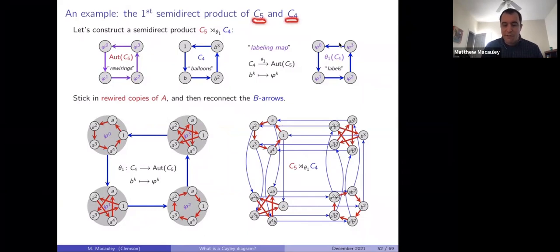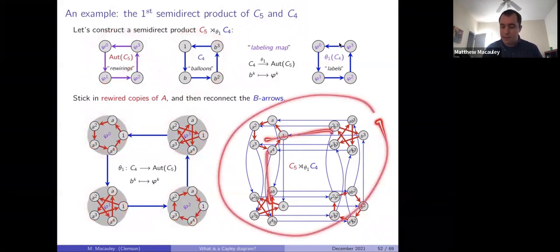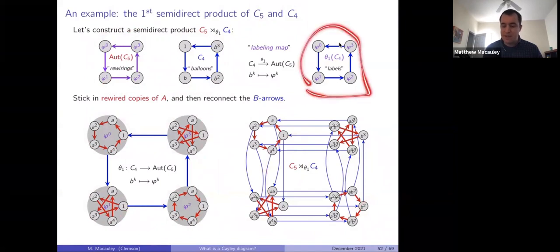So C5 and C4: early on in the course, we construct the semidirect product between these two. So here's how we do it. Here's the automorphism graph of C5. So C4, the second thing, I call this B for balloons. So imagine taking this Cayley diagram, blowing up the nodes into balloons, sticking in rewired copies via this automorphism, and this is what you get, and then connecting them across. So you do this via a labeling map. This is a semidirect product.